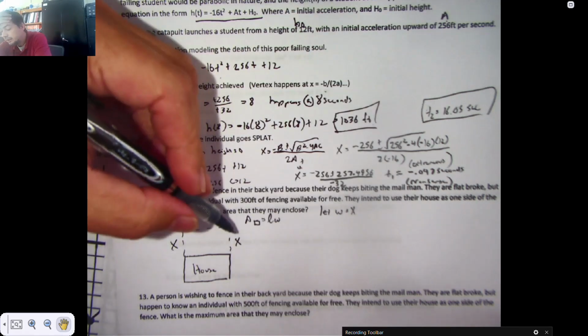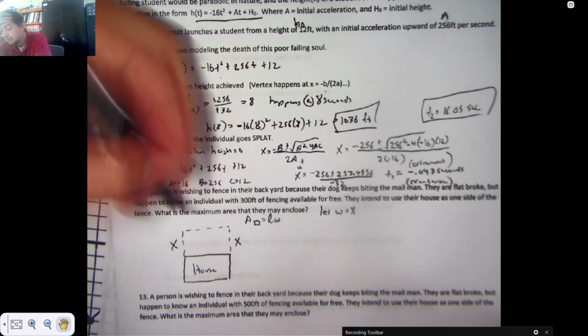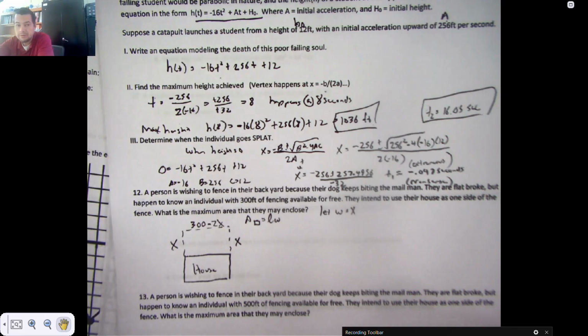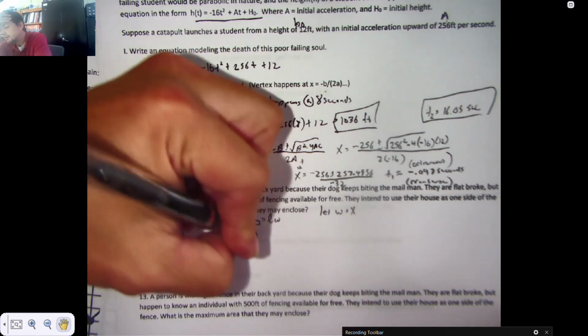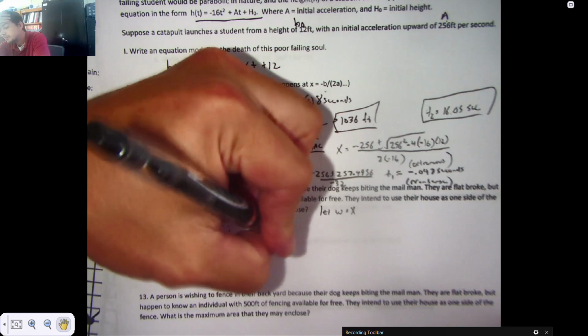Well, what does this mean? That means if you have 300 foot of fencing available, then the length has to be 300 take away whatever these x values are. Take away both of them. And now we're going to plug into the area of a rectangle formula. Area is length of 300 minus 2x times the width of x.